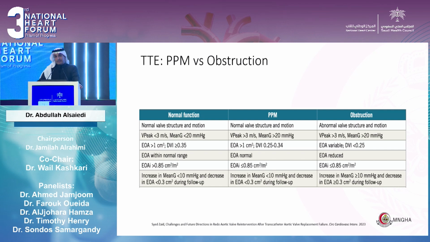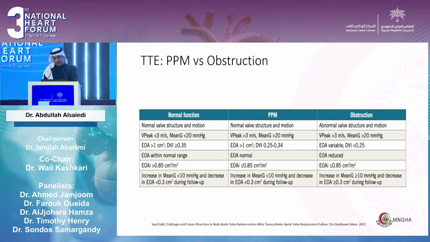Now, the echo can also tell if this is prosthesis-patient mismatch or obstruction. It's mainly regarding two items. If the valve itself looks normal in function, structure and motion, this suggests PPM more than obstruction. While if the patient has abnormal valve structure and function, this will suggest obstruction more than PPM.